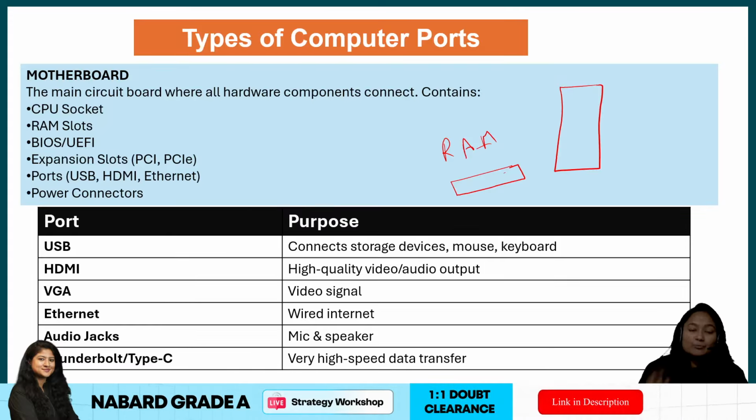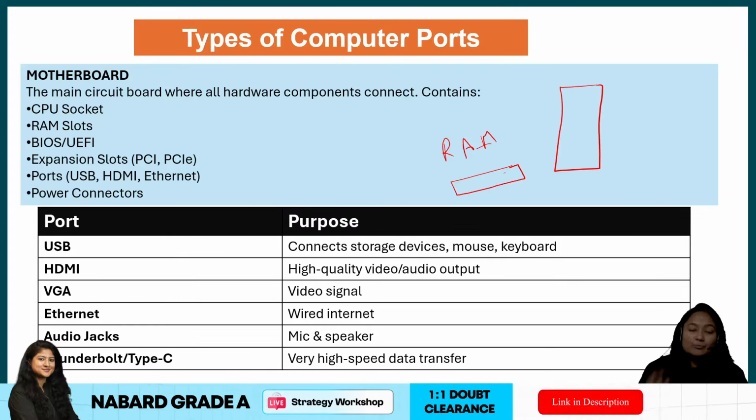Okay, then we have the expansion slot. Expansion slots are basically in your CPU. Let's say you want to connect a printer, let's say you want to connect a mouse, you want to connect some SD card. For all those things, they have plug points, and they have various entry points. So to connect them we have the expansion slot.